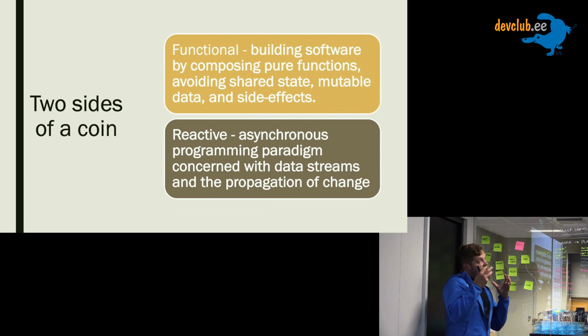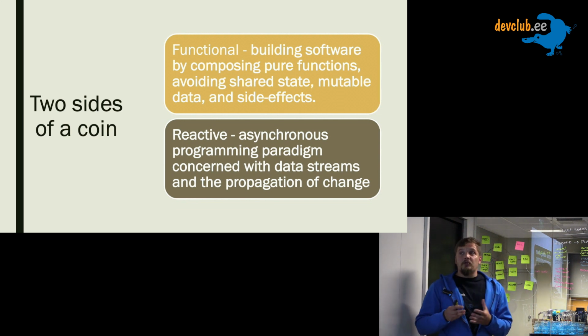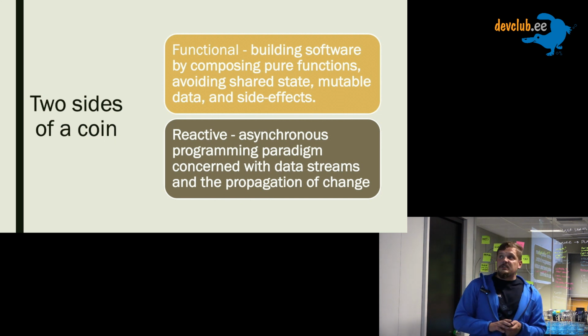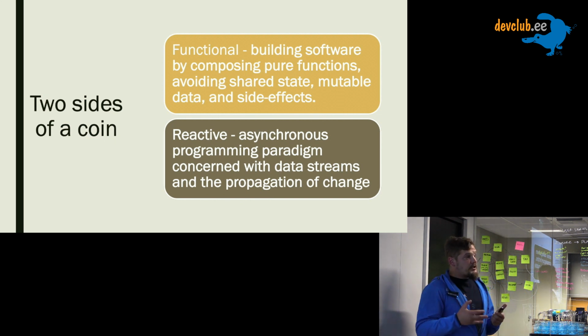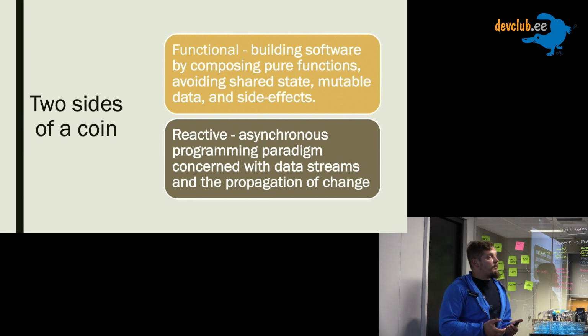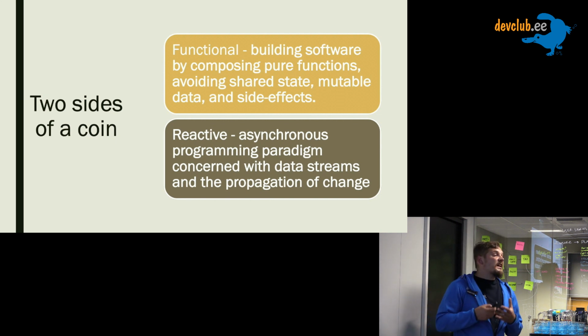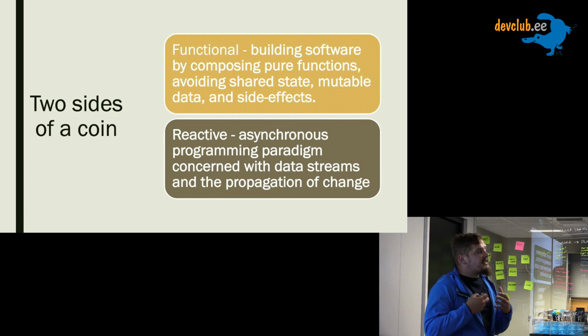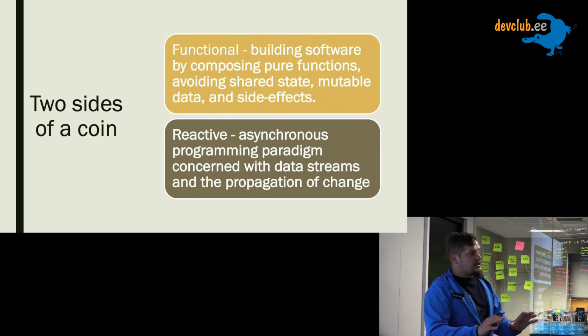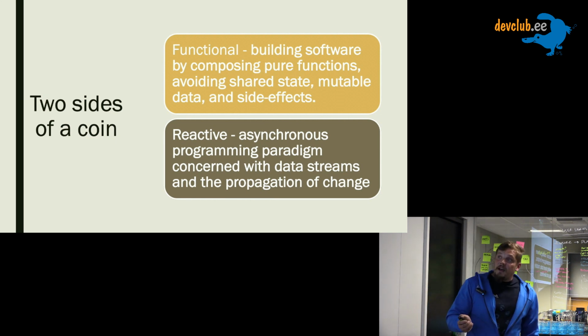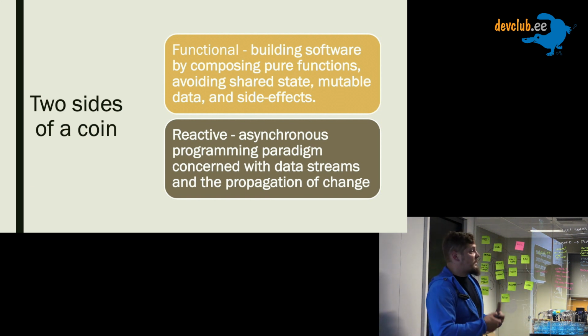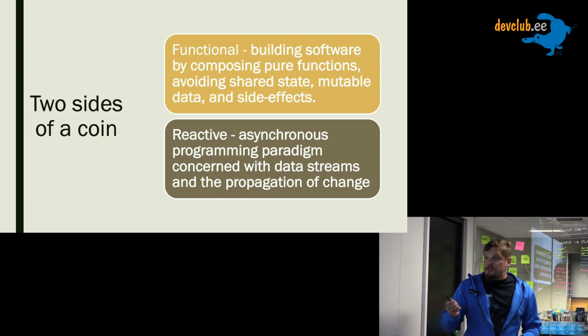So actually we have two different paradigms or approaches. One is functional, which points to building software by composition of execution paths, avoiding shared mutable state. And another one is reactive, an asynchronous programming paradigm where you operate on data streams and propagate changes among them. They are quite complementary to each other, and that's why it is sometimes named the functional reactive approach.